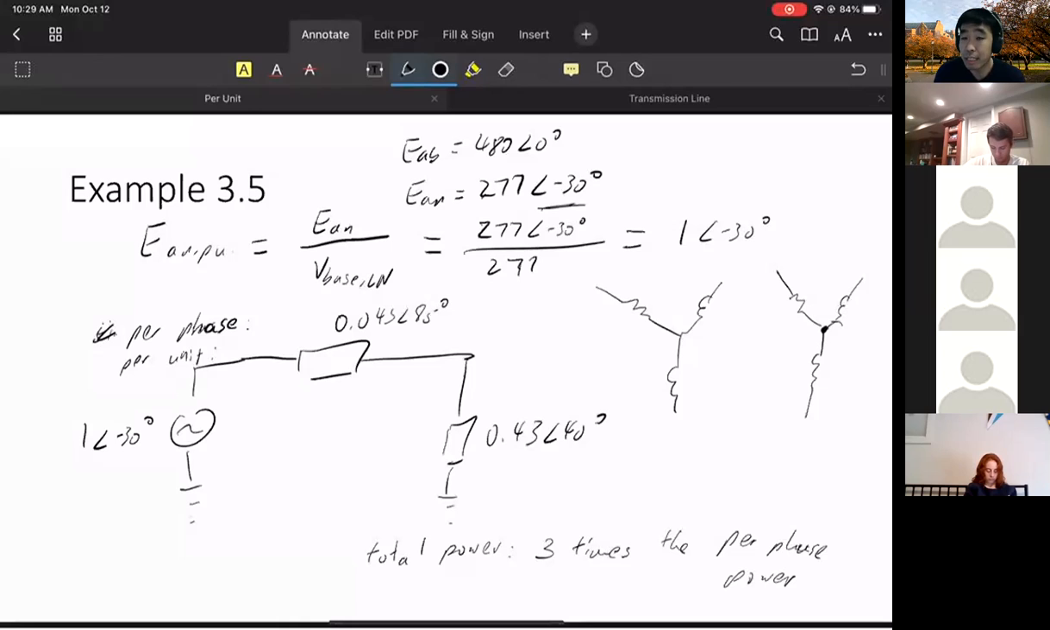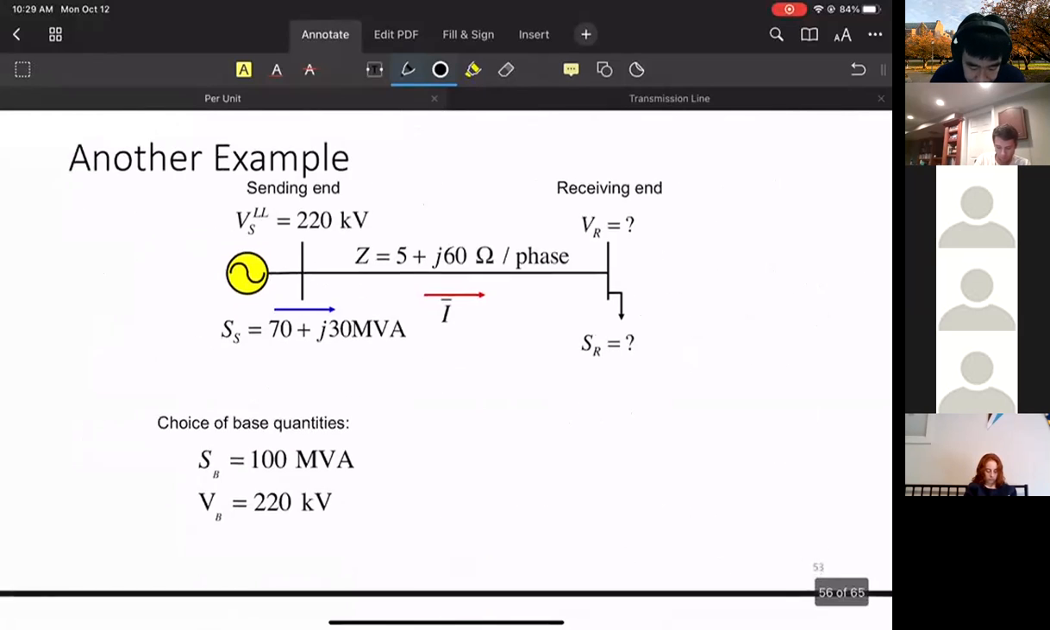Right, so let's do one last example, and then we'll break. Let's finish the last example we have for this, then we'll do a break. So let's do one last example for the 3-phase transformer side.